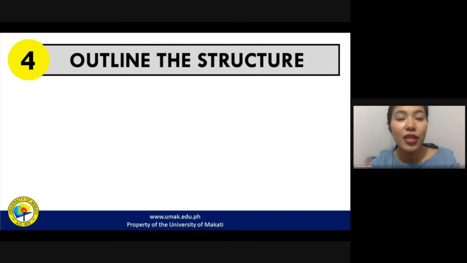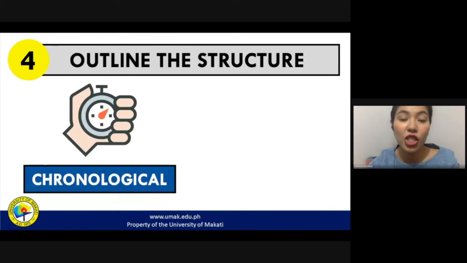The fourth step is outlining the structure. You can actually follow different types of outline for your literature review. The first one is your chronological outline. A chronological outline simply refers to a type of organization that follows the time element of the information. So by chronological, we have time as our major component. You form the structure by following the time order.